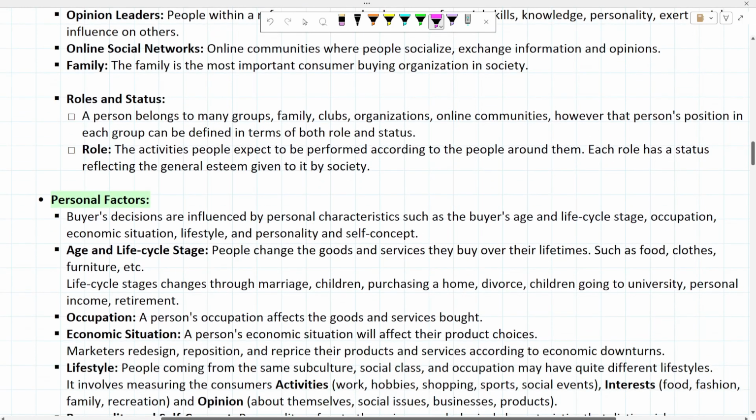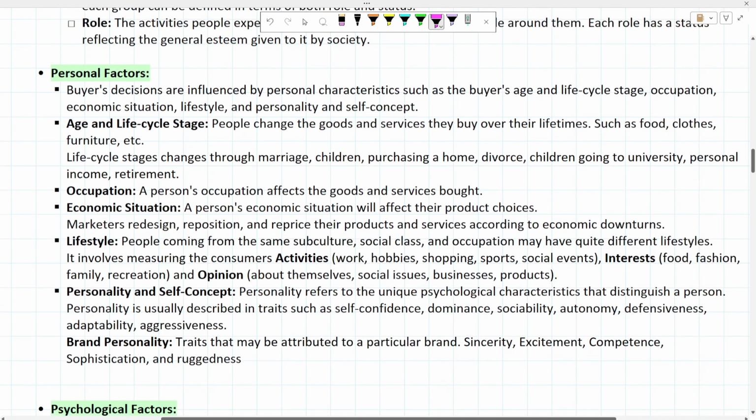Personal factors. Buyers' decisions are influenced by personal characteristics such as the buyer's age and life cycle stage, occupation, economic situation, lifestyle, and personality and self concept. Age and life cycle stage: people change the goods and services they buy over their lifetimes, such as food, clothes, furniture, etc. Life cycle stages change through marriage, children, purchasing a home, divorce, children going to university, personal income, and retirement. A person's occupation affects the goods and services bought.